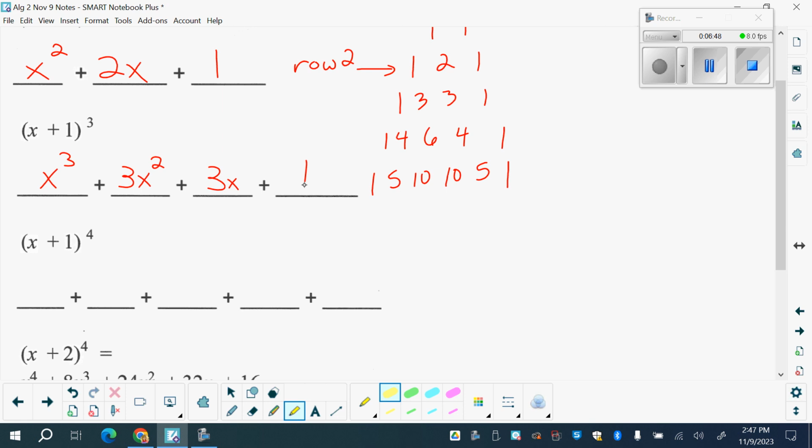Looking at Pascal's triangle, where do they come from? The coefficients are the numbers in the front. What's assumed to be in front of the x squared? 1. So it's 1, 3, 3, 1. Where in Pascal's triangle can we see that? Row 3. So that exponent is determining that for us.